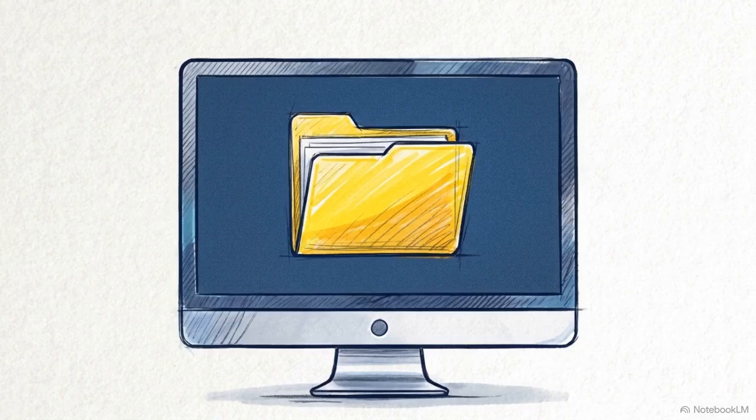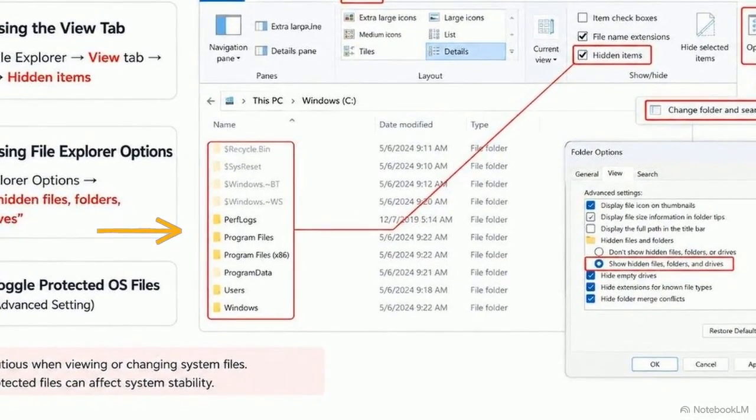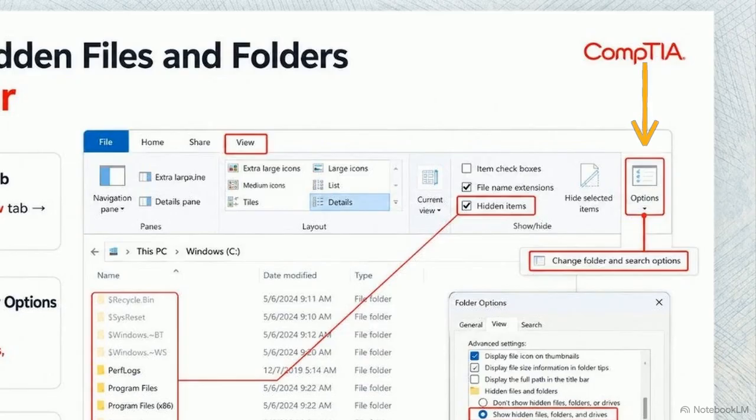Our final step prepares the system for advanced troubleshooting. Close the Settings app and open any File Explorer window. To reveal folders hidden by default, click the View tab, select Show, and check Hidden Items. Hidden folders like App Data and Program Data now appear with semi-transparent icons, distinguishing them from standard directories. For even deeper visibility into the core system, you can access the Advanced Folder Options menu.